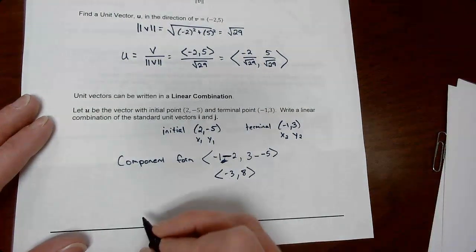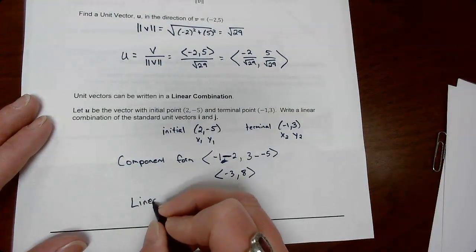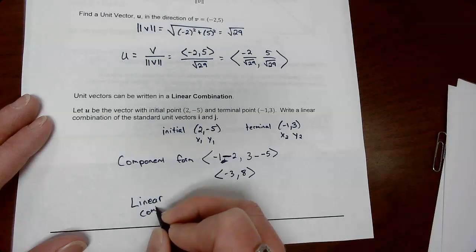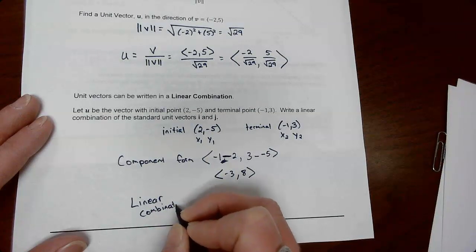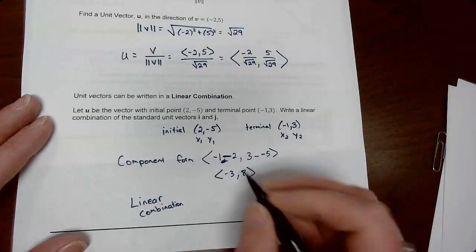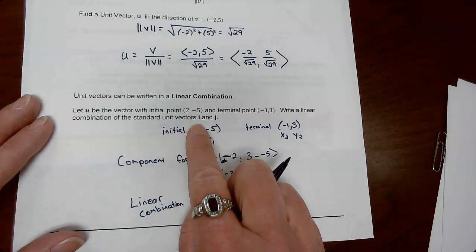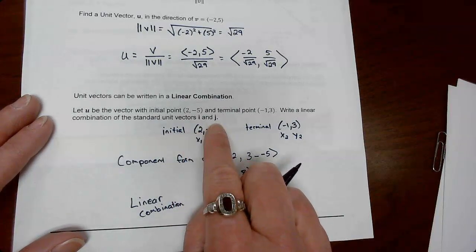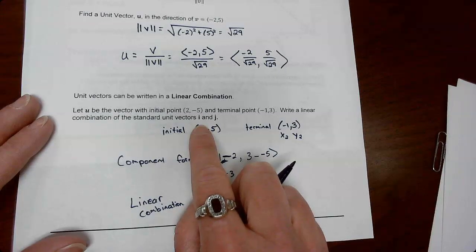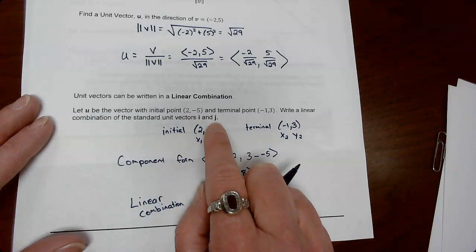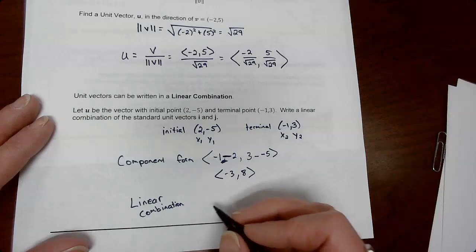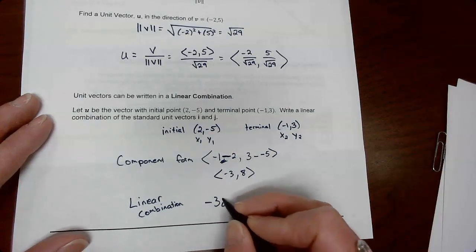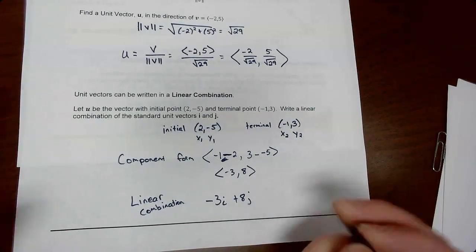In linear form, linear combination, all we're going to do is write this using the unit vectors i and j. i is going to be our x unit vector, and j is going to be our y unit vector. So this would be written as negative 3i plus 8j.